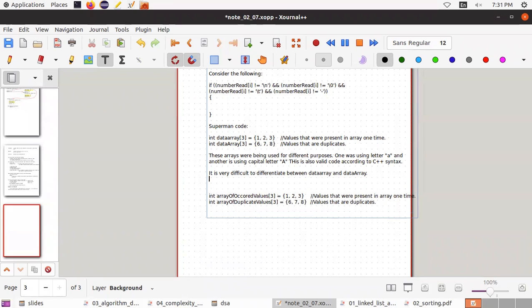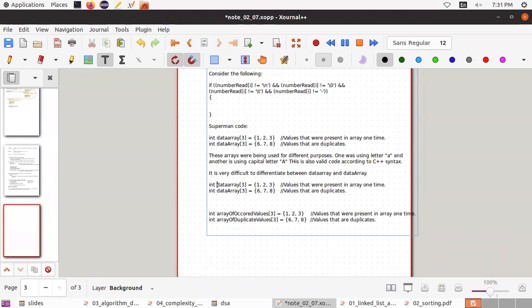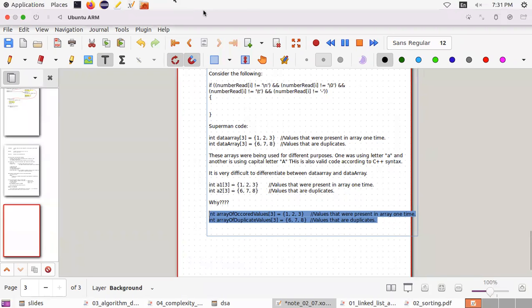Similarly, there were people who defined arrays in this fashion. Same example. Array A1 and array A2. Why? Why are you doing this? Variables should have certain explicable names that can be understood. Okay.